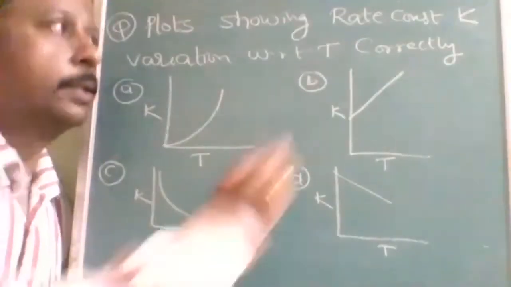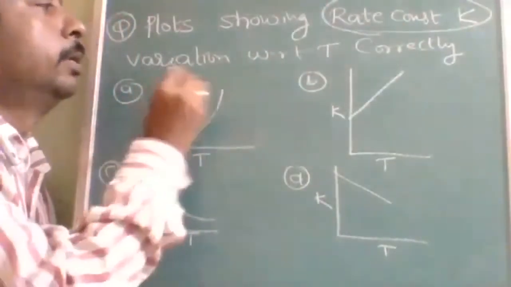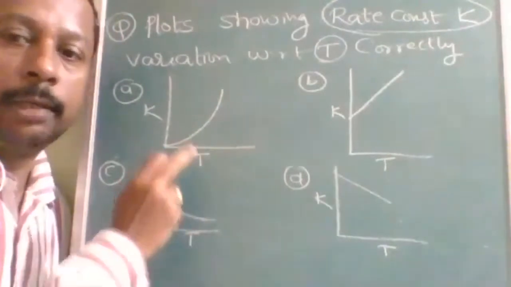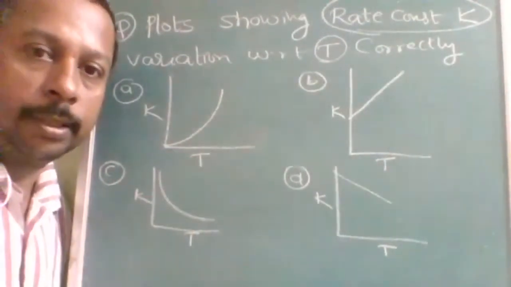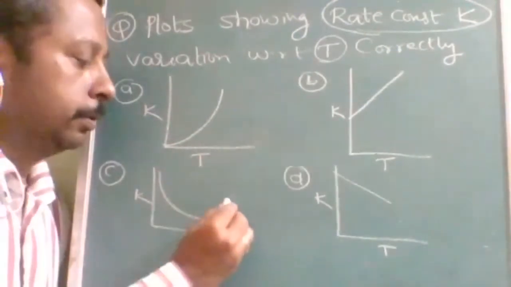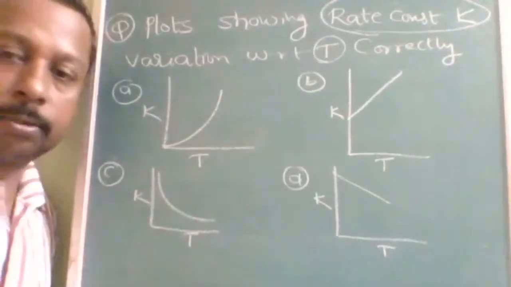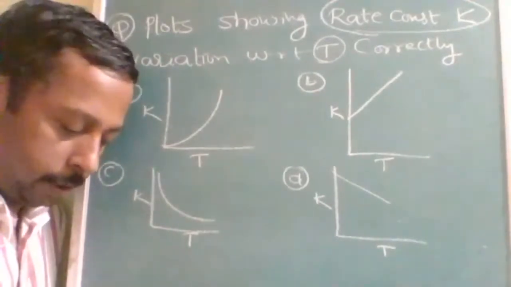According to this question, he is asking about the correct graph showing the relation between rate constant and T. Rate constant and T, which is the correct formula? So I will explain now. Listen carefully. First, the formula you should know. This question is related to the Arrhenius equation. What is the Arrhenius equation?